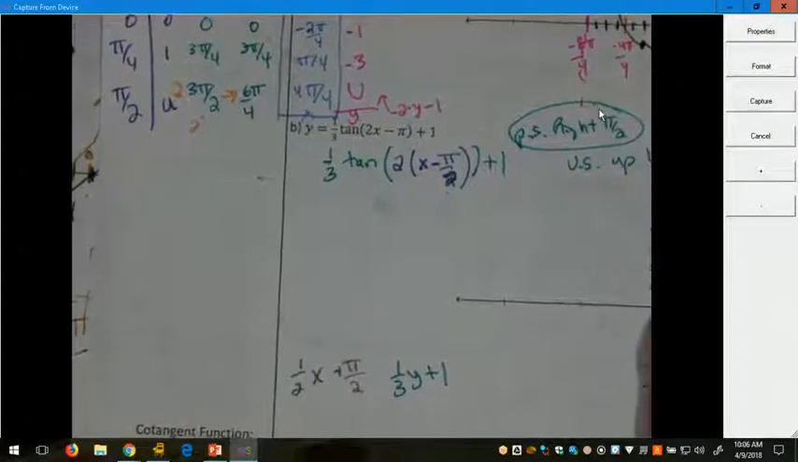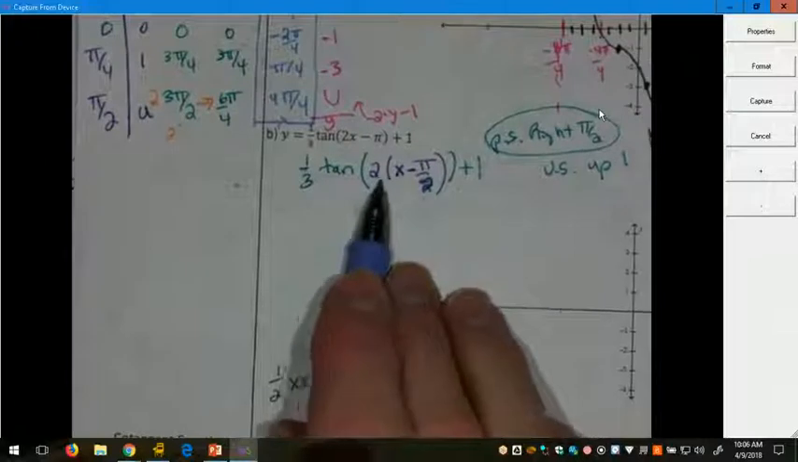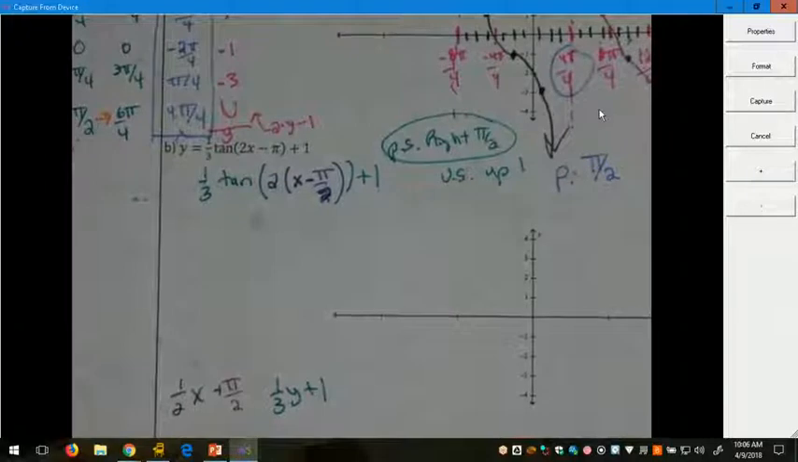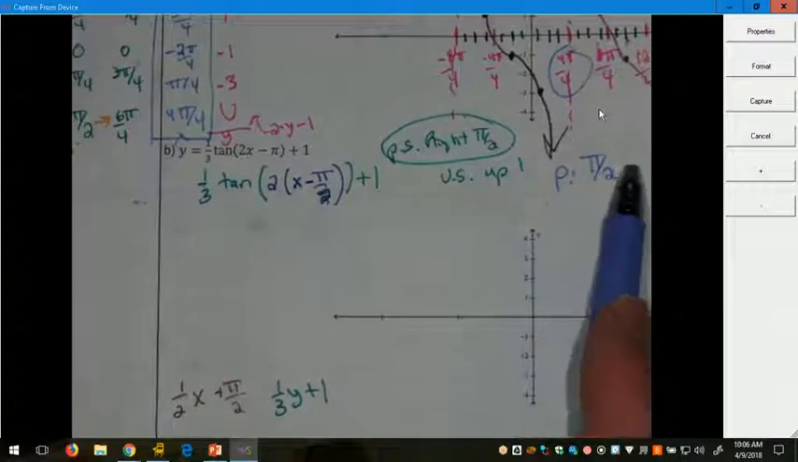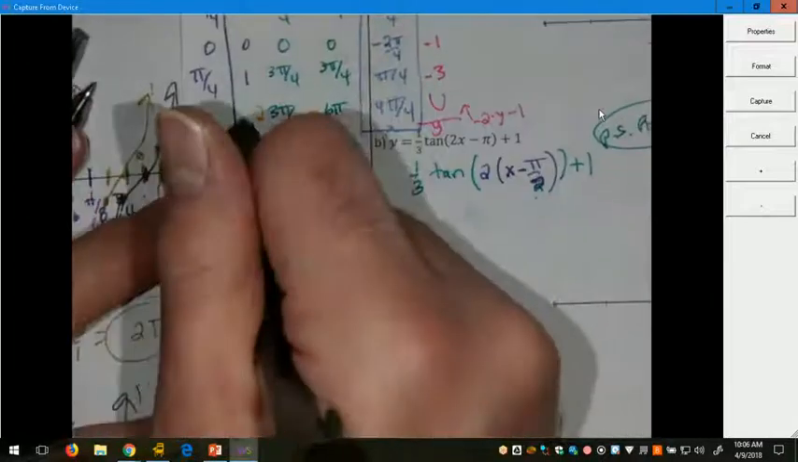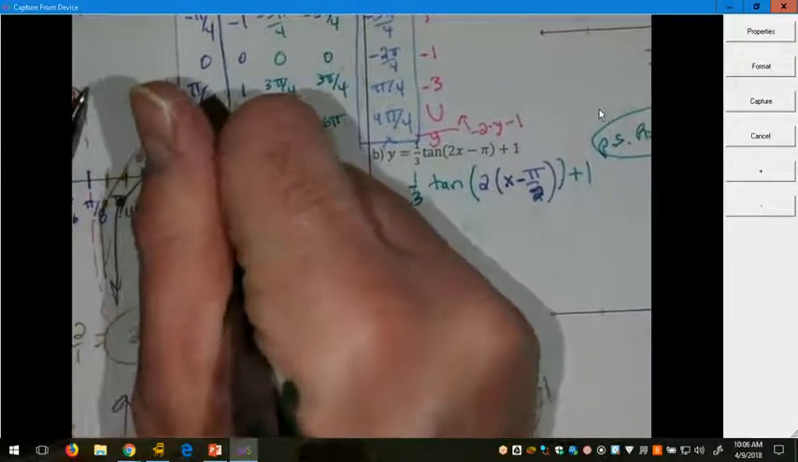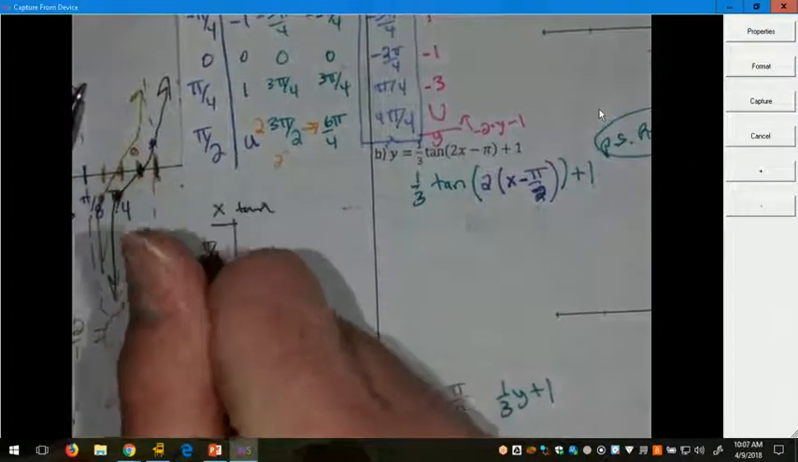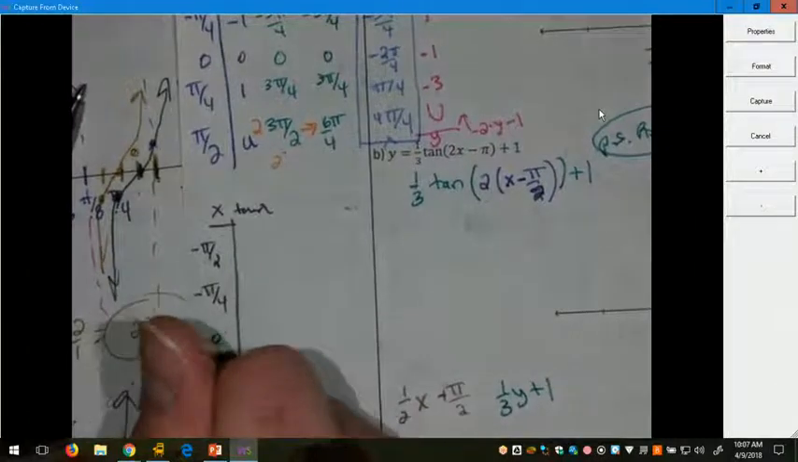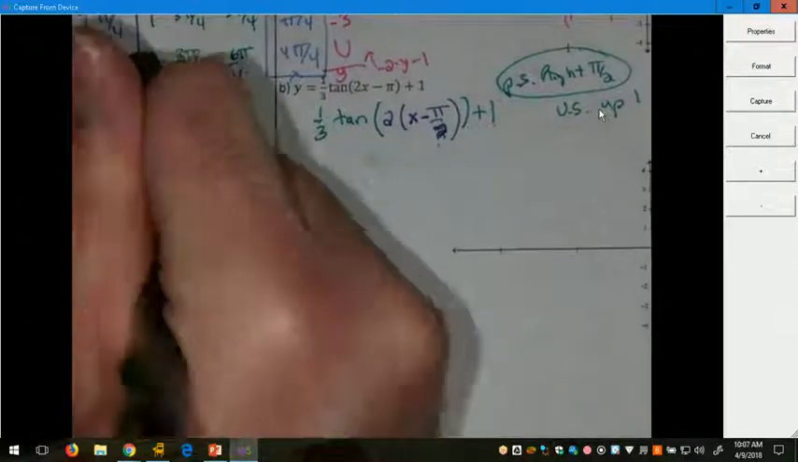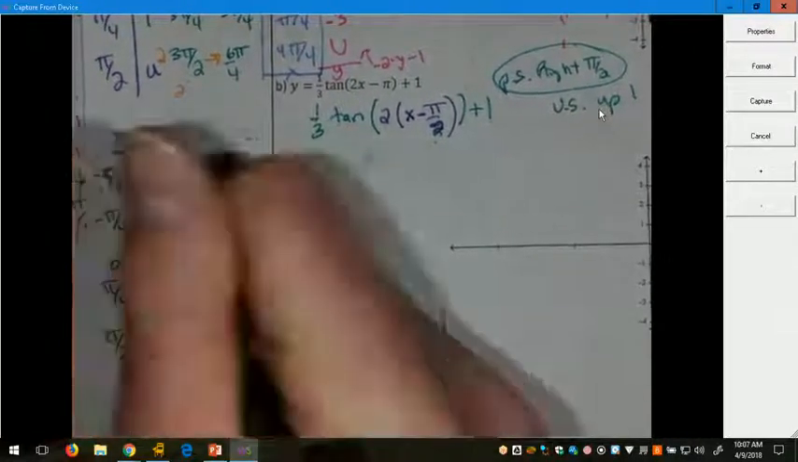The period right now is pi divided by b, so pi over 2. So it actually is a horizontal compression of 1/2. For the parent function, the period is pi. This one, it's pi over 2, half of what it was before. So we start with our original parent function from negative pi over 2 to pi over 2. And we have the undefined values, the -1, 0, 1.